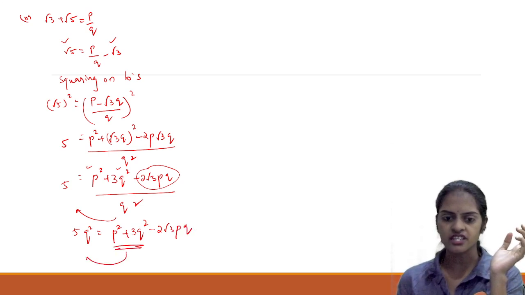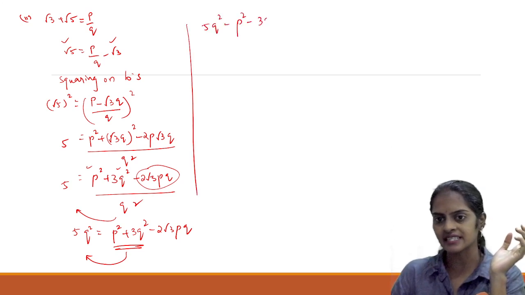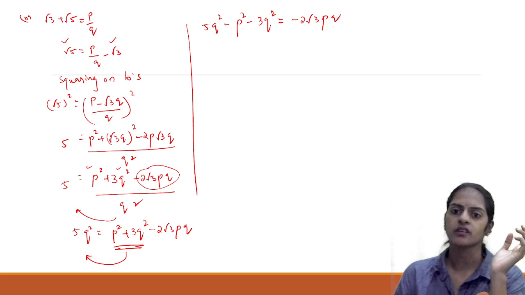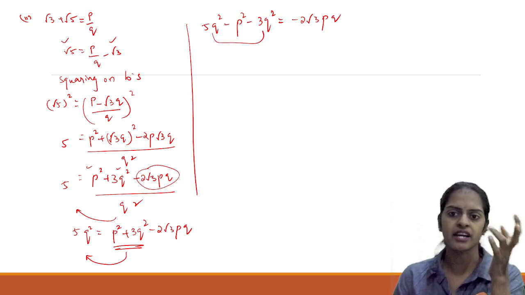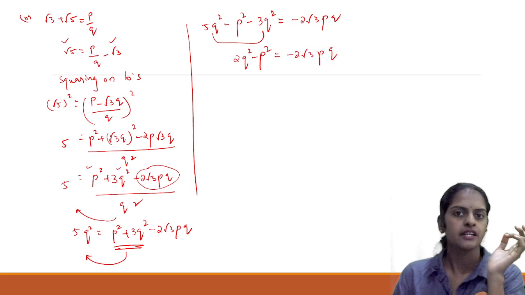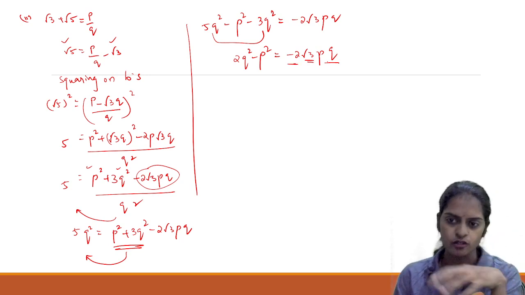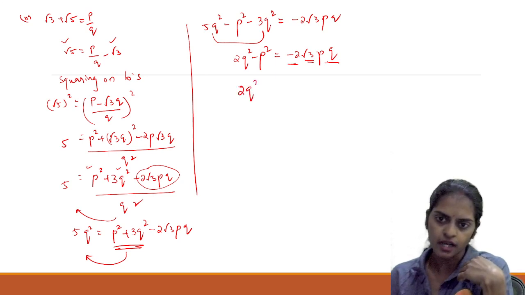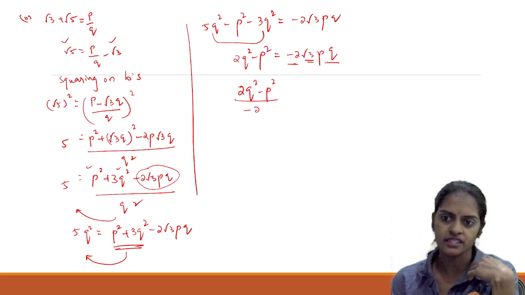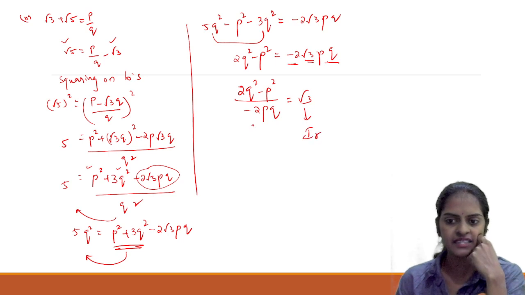Now these two are also rational, take them to the other side. So you have 5q square minus p square minus 3q square is equal to minus 2 root 3 pq. These two q squares I can simplify. 5q square minus 3q square is 2q square, minus p square, equal to minus 2 root 3 pq. Now again, root 3 is irrational. These are the rational terms. Take everything to the other side. So everything is in multiplication. Coming to this side, it will go into division. So very clearly, this is an irrational number and this is a rational number.